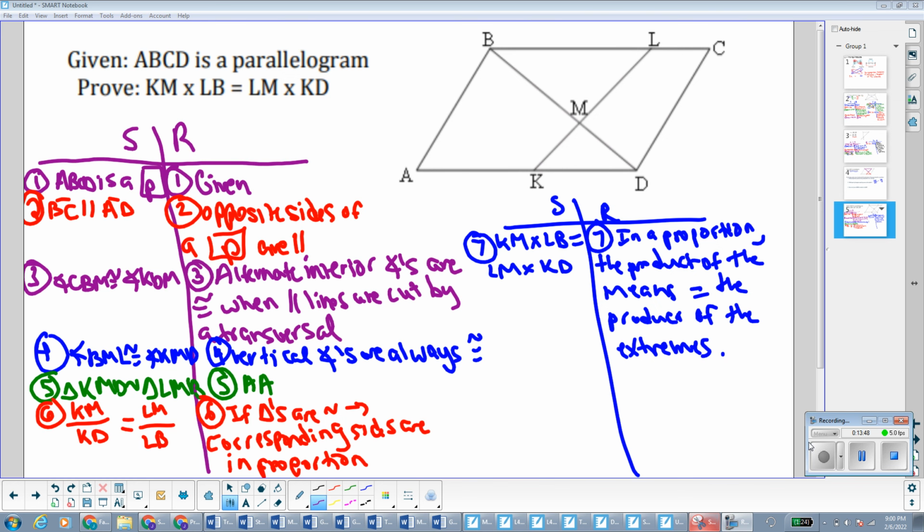And I definitely forgot to mark my diagram, so I'm going to do that now so that you all can see it a lot clearer as well. You should always mark your diagram whenever you're approaching any question. But definitely pause the video. Take as much time as you need with this proof.